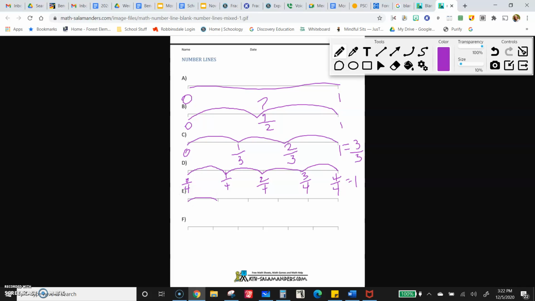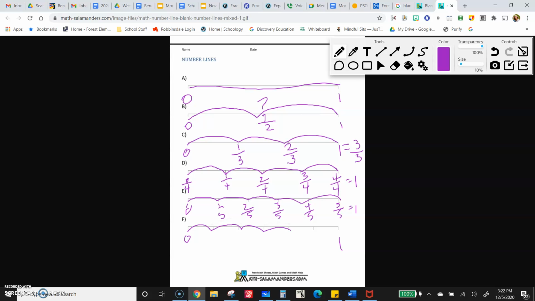Let's see. 1, 2, 3, 4, 5 jumps. So we're in fifths. So we have 1/5, 2/5, 3/5, 4/5, 5/5, which equals 1 whole. We have 0 there, 0 here, 1 here. You might be able to predict what this is, but we'll just double check.